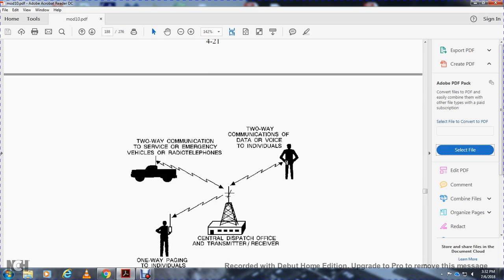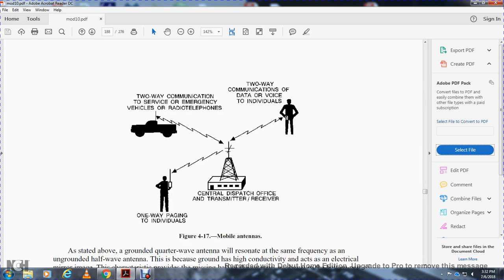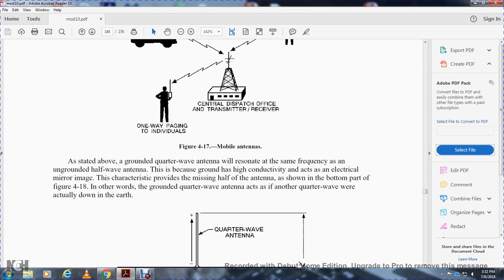They serve two-way communication, emergency vehicles, radio telephone, and two-way communication points of data with voices or voice to individuals. Central dispatch of the transmitter received one-way paging to individuals.